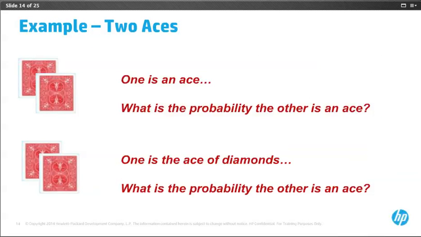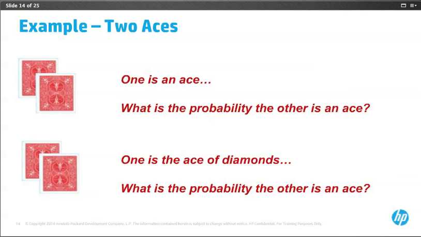Here's a second example, an even trickier one then. We have a normal pack of cards that we've shuffled. I take the top 2 cards off the pack. I look at them, and I say to you, one of them is an ace. At least one of them is an ace, in fact. What is the probability that the second is also an ace?